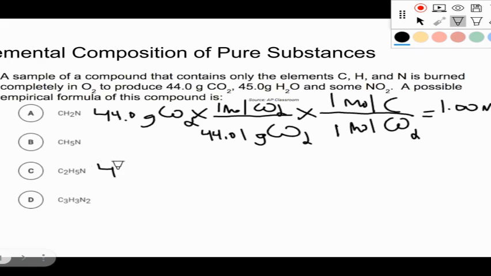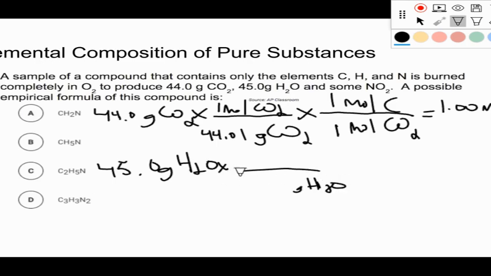So I'm going to do 45.0 grams of H2O times. So again, I'm going to put grams of H2O down on the bottom. This is going to be 18.016. 2 hydrogens, 1 oxygen.